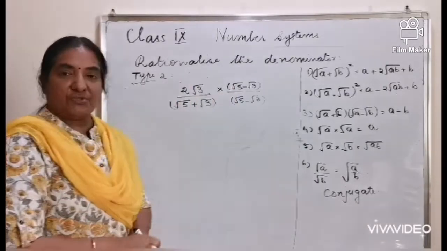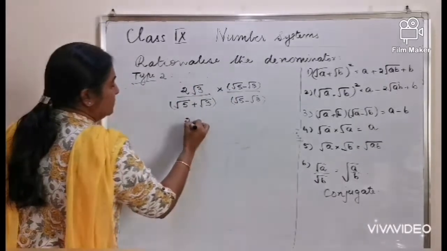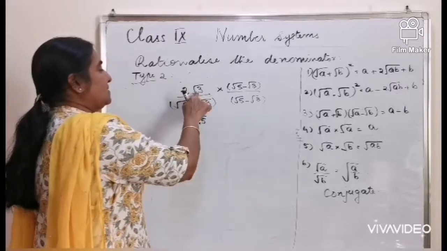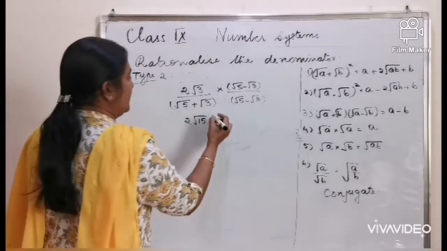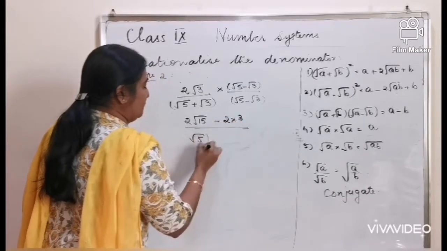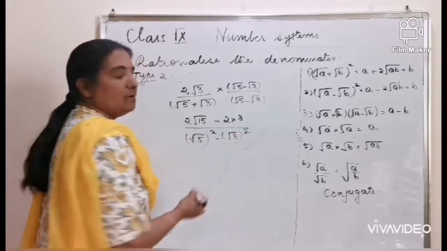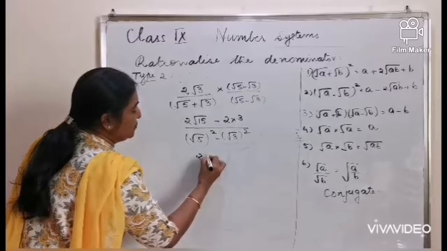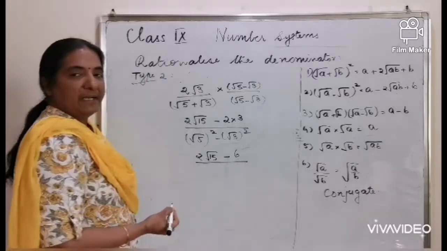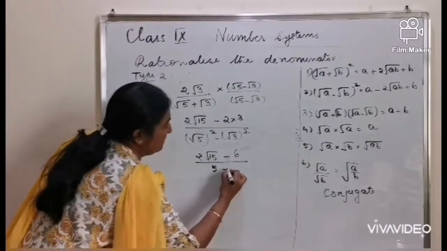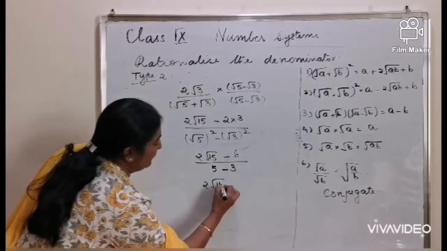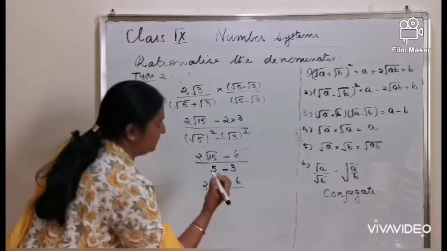2 is a whole number. Root 3 into root 5 is root 15. It is 2 square root 15. 2 into 1, 2. Root 3 into root 3 is 3. It has become with the sign minus 2 into 3 by square root 5 the whole square minus square root 3 the whole square. It is 2 square root 15 minus 2 into 3 is taking the value 6 by root 5 the whole square is 5 minus root 3 the whole square is 3. Again 2 square root 15 minus 6 by 2.